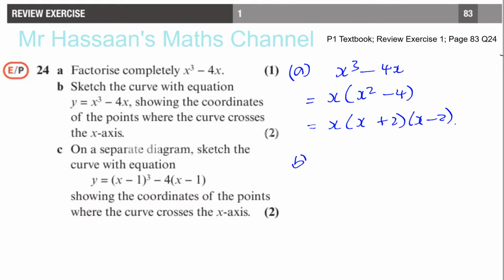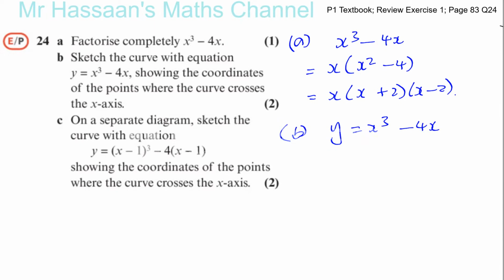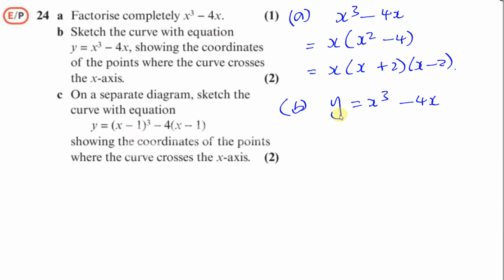Then part B tells us to sketch the curve with the equation y equals x cubed minus 4x, showing the coordinates of the points where the curve crosses the x-axis. Okay, so this is a cubic curve first. You see the highest power is x cubed, so it's a cubic curve. Cubic curves either have a shape that goes up and then up, or down and then down. If it has a positive x cubed, then it will be up and then up. So this is the one that we're looking for, not that one.